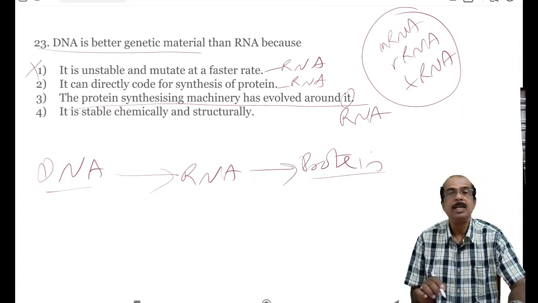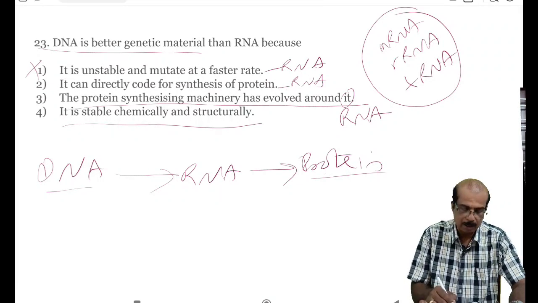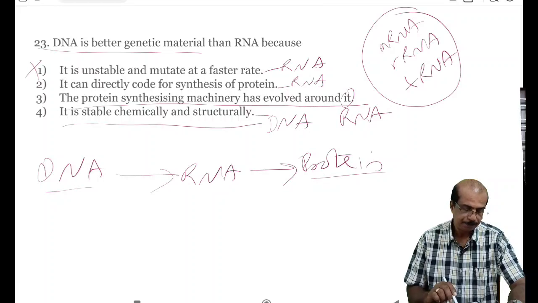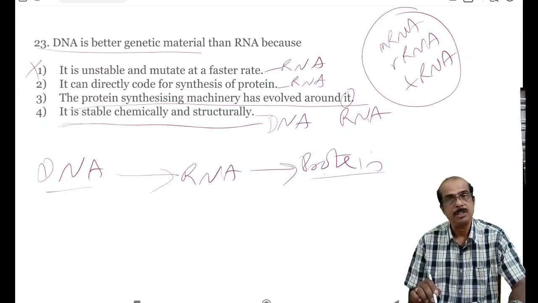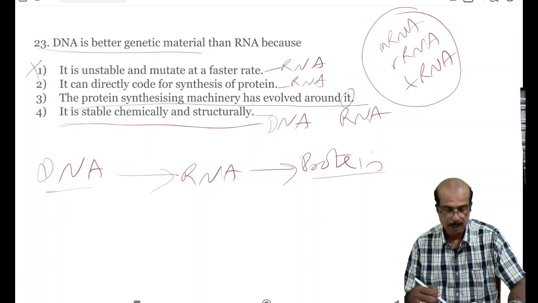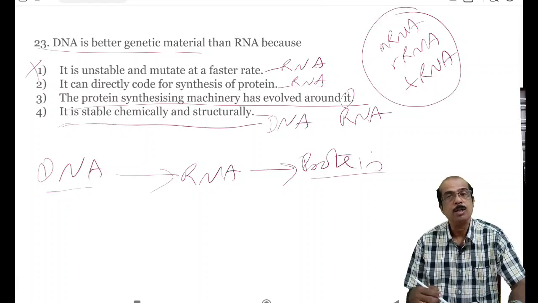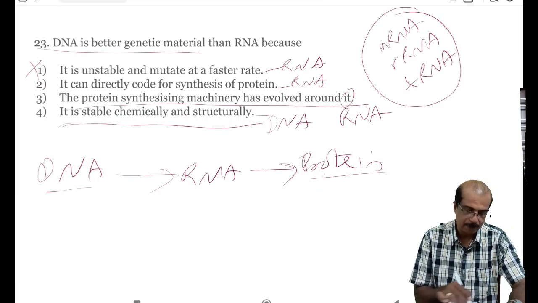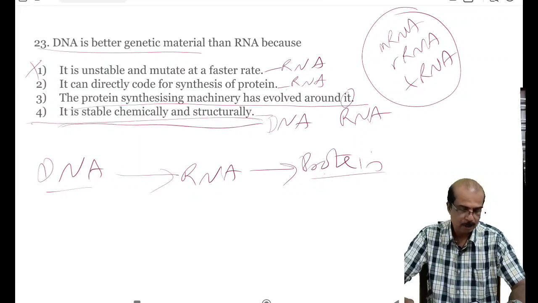It is stable chemically and structurally. It is the character of DNA because RNA is not stable. Here the DNA is chemically and structurally stable one, double stranded. It mutates at a slower rate and it can store the genetic message very well also. So the fourth option will be the answer to this question.